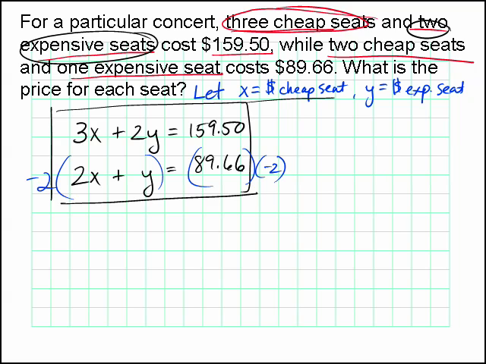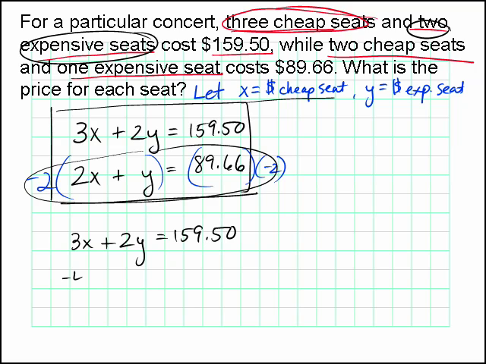Rewriting the equations, I have 3x plus 2y equals 159.50. The bottom equation now will become -4x minus 2y, and then we have 89.66 times a -2. Let me see what my calculator gives me on that. 179.32. Oh, and that's a negative sign right there. Don't forget the negative sign.